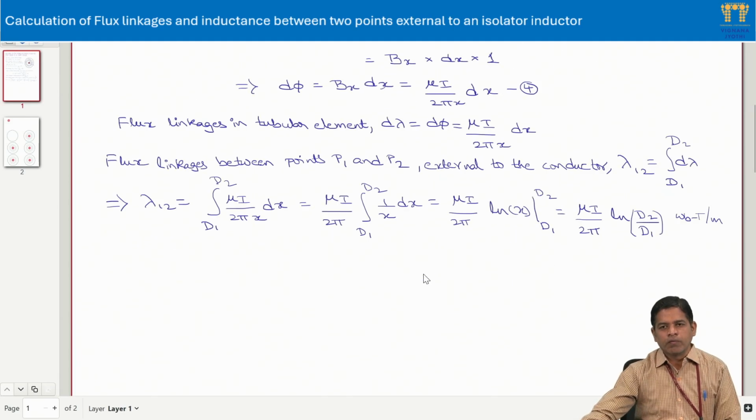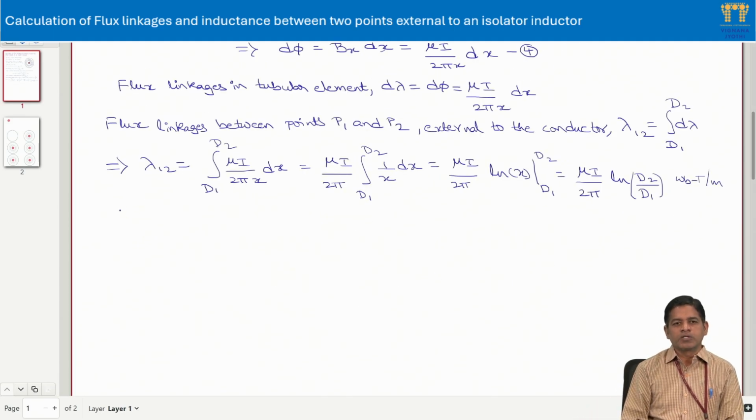Right. Now we know that this permeability mu is given by mu naught into mu r, where mu naught is permeability of free space, which is given by 4 pi into 10 power minus 7, and mu r is the relative permeability, that is, in this case it is the permeability of the conductor, which is a non-magnetic material. So its value can approximately be taken equal to 1. So this becomes 4 pi into 10 power minus 7.